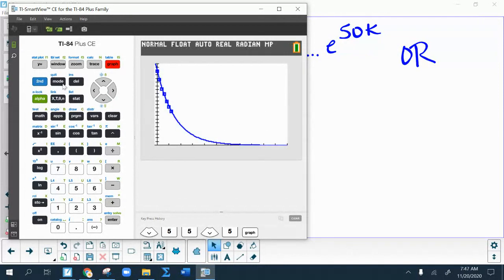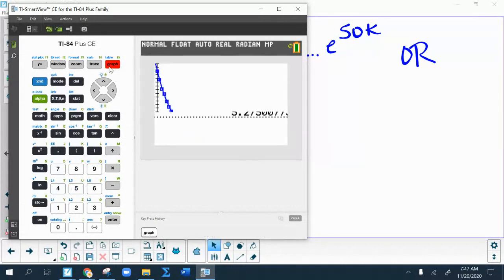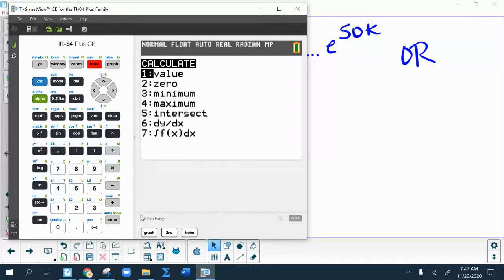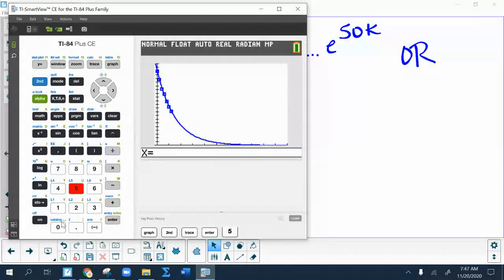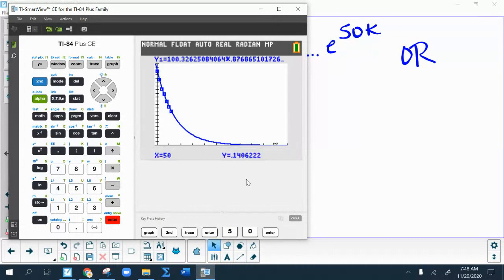And from the graph, if I want to figure out the 50, I think I can just hit, nope. I have to hit second calc, and I want value. So I want the value at 50. So I did second calc value. I think there's another way to do that, but I can't remember. So 0.145, 0.146, or 0.141 is how much is left after 50 weeks.